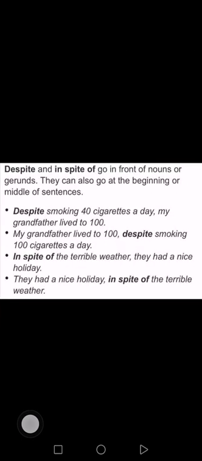Now we will talk about despite and in spite of. Despite and in spite of are prepositions, and they use a phrase. Okay, and what is a phrase? It is also a group of words, but it doesn't need to have a subject and a verb. It can have a noun, or it can have a verb, or it could have neither. But usually it has at least one noun or a gerund.